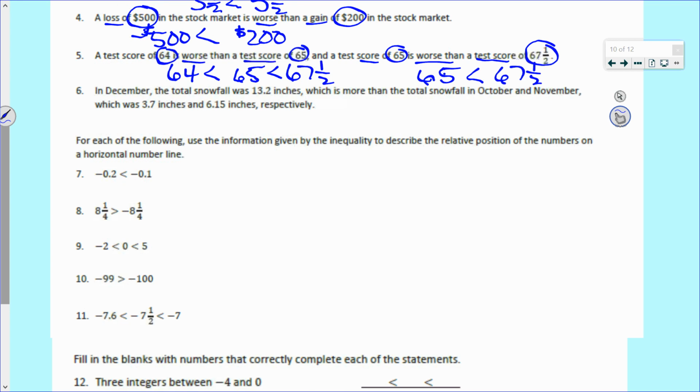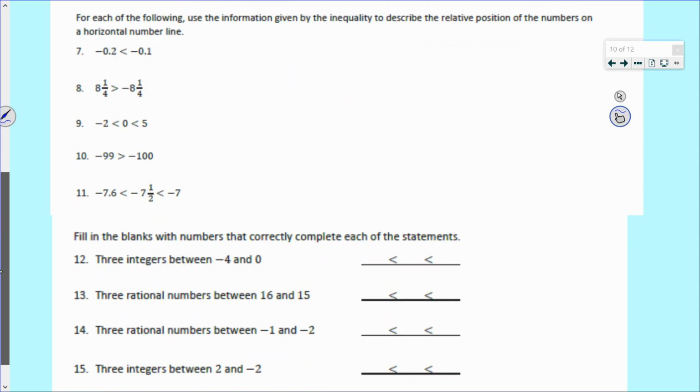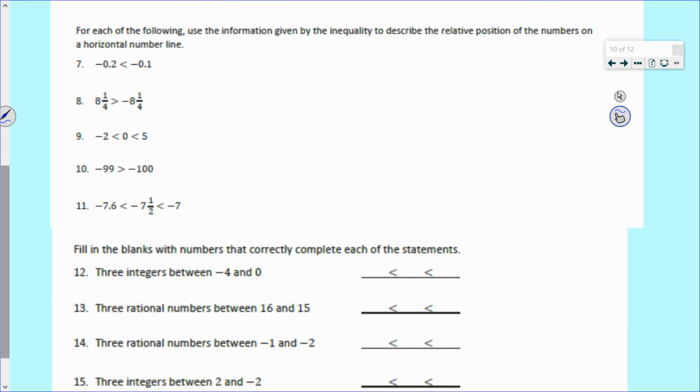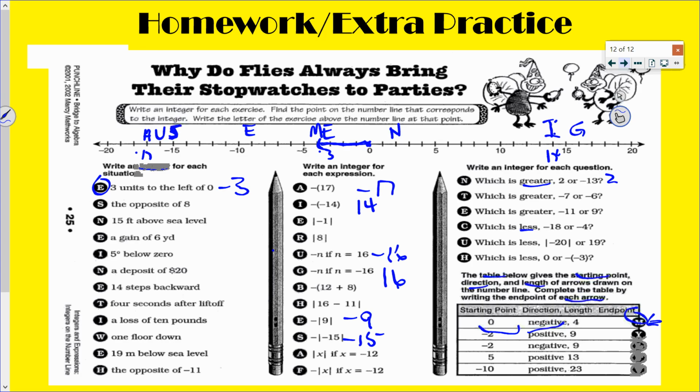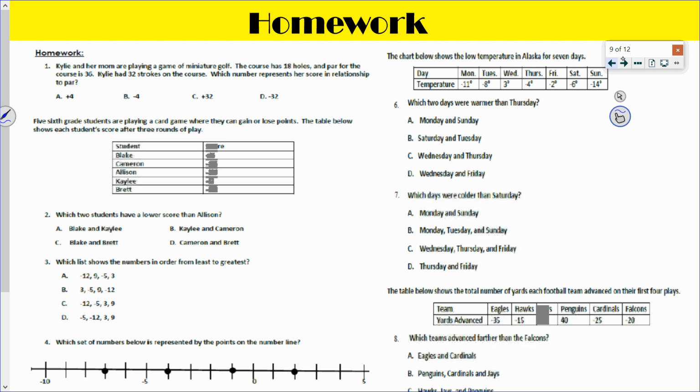Actually, for time's sake, guys, we'll go ahead and cross off the rest of that page. Okay? Yippee! So overall, good job today. Including 6. So that means your homework is pages 8, 9, and 10.